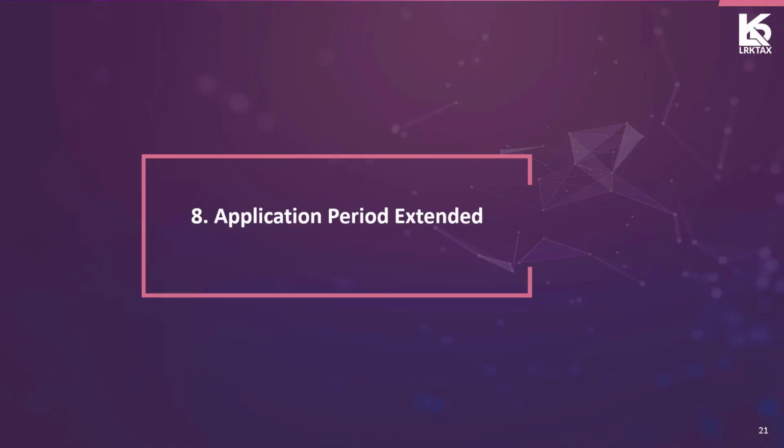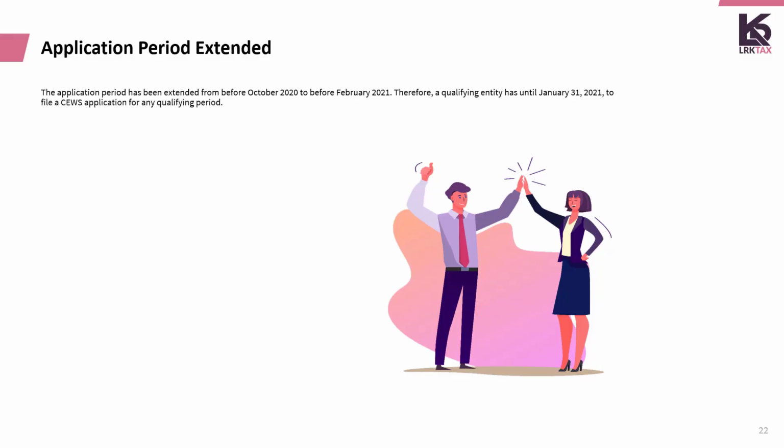8. The application period has been extended. Before, with the old legislation, everything had to get done before October 2020. Now the CEWS application period has been extended to February 2021, meaning that everything has to get done by January 31st, 2021. So good news all around, for clients, as well as for us. Certainly for more high fives, good big thumbs up. Anytime deadlines get pushed back, it's always good news for us.